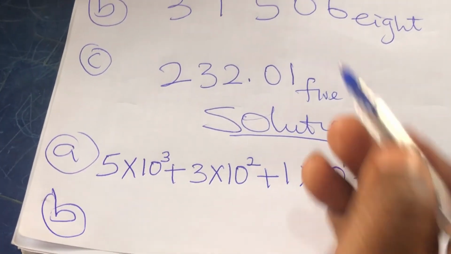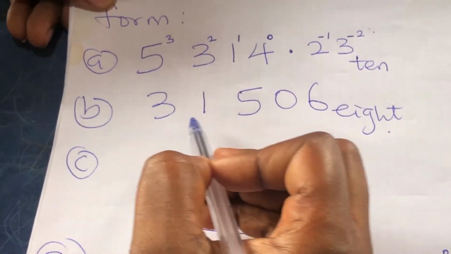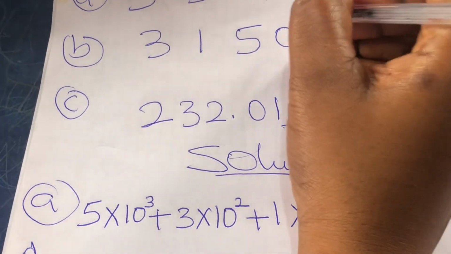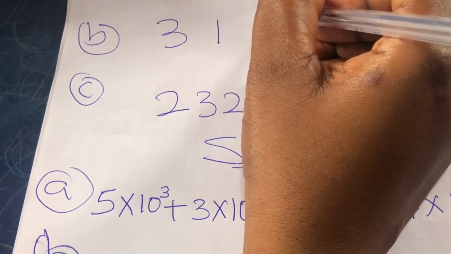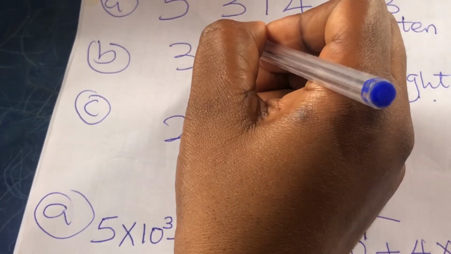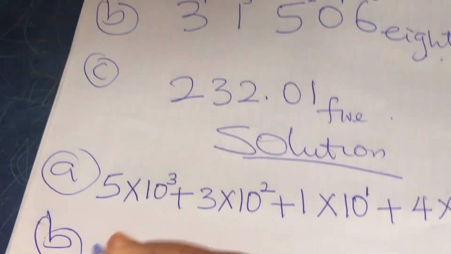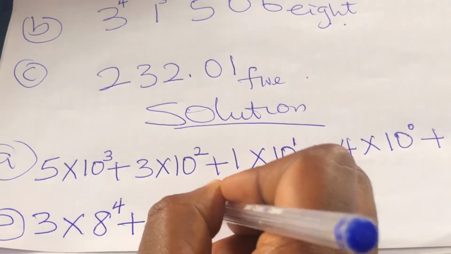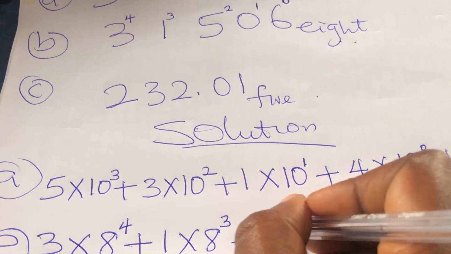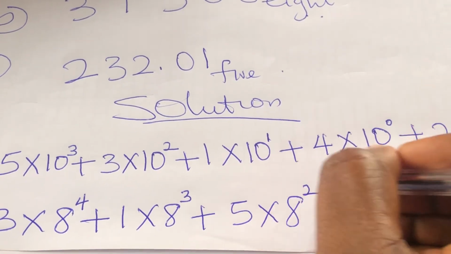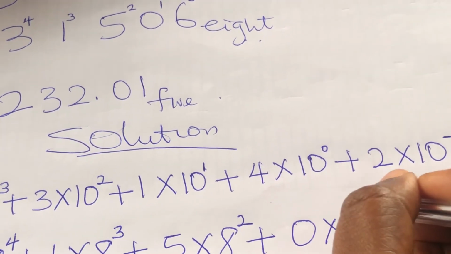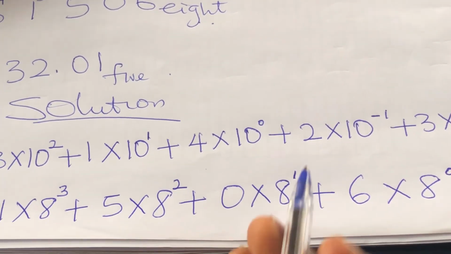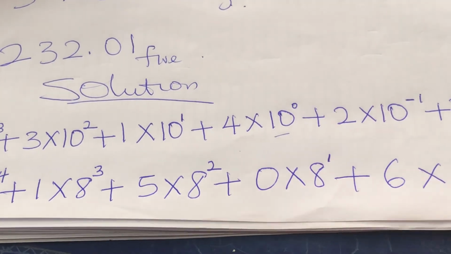B. This one is in base 8. That means you are multiplying each digit by powers of 8. So the next thing is that from the units, put 0. For tens, put 1. For hundreds, put 2. For thousands, put 3. For 10,000, put 4. So that means 3 times 8 raised to the power of 4 plus 1 times 8 raised to the power of 3 plus 5 times 8 raised to the power of 2 plus 0 times 8 raised to the power of 1 plus 6 times 8 raised to the power of 0. And you have to note that any number raised to the power of 0 is always 1.